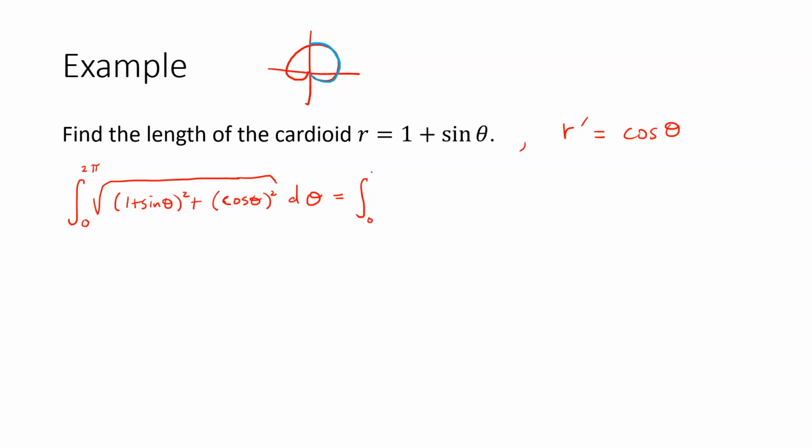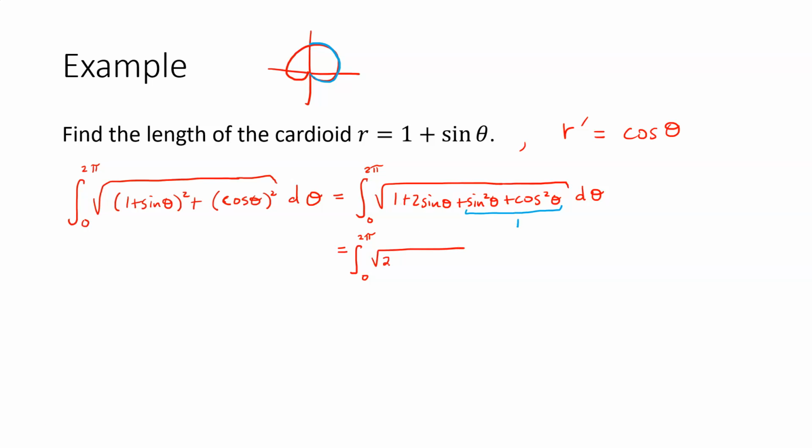Inside the parentheses here, we'll expand out. 1 plus sine theta squared will be 1 plus 2 sine theta plus sine squared theta, and then plus cosine squared. Then we replace sine squared plus cosine squared with 1. So that becomes 2 plus 2 sine theta.